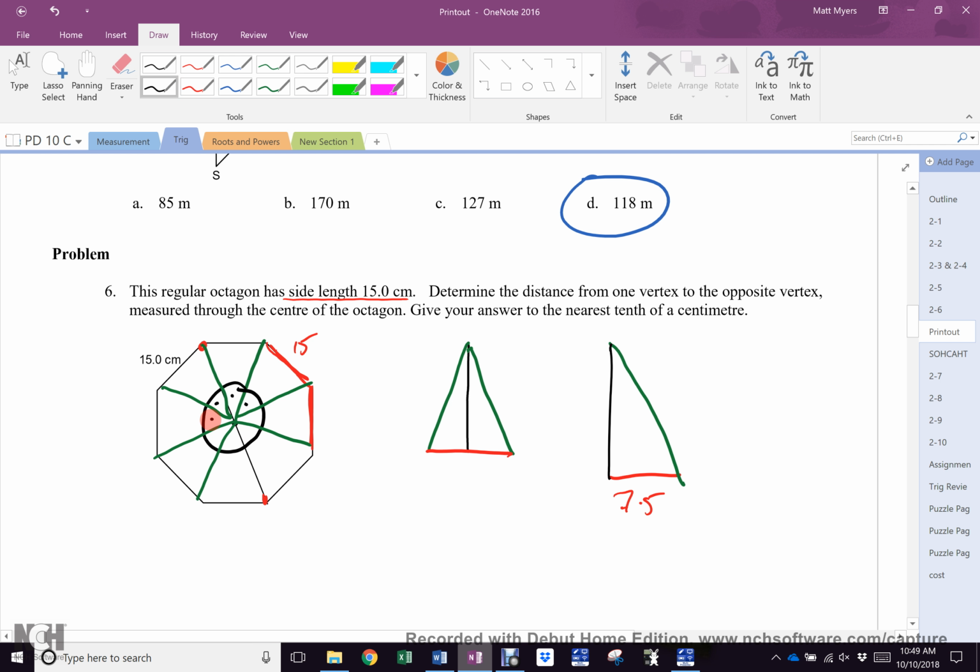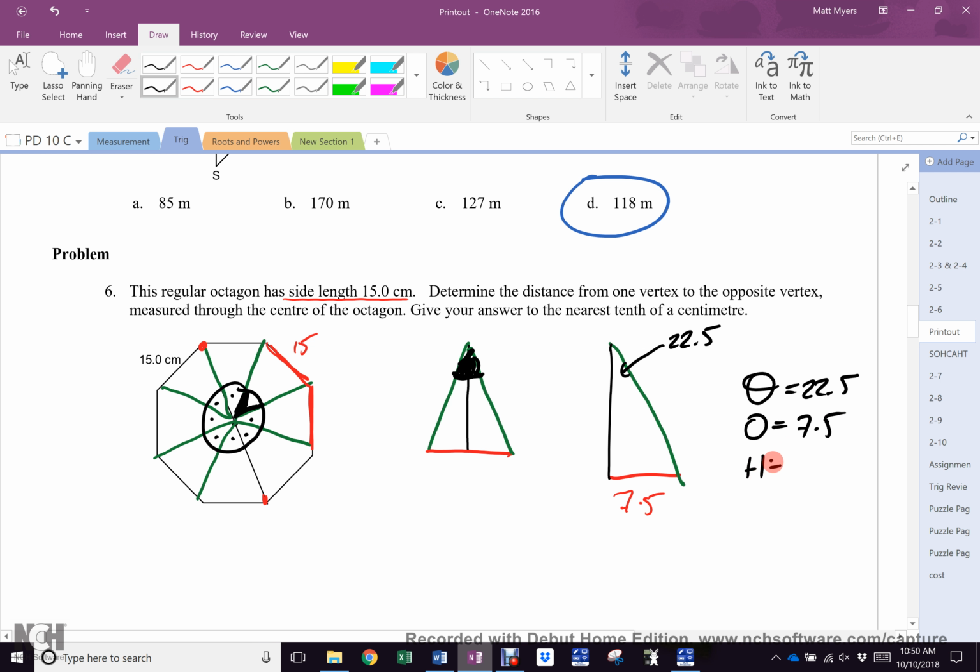How many degrees are there in a circle? 1, 2, 3, 4, 5, 6, 7, 8. How many wedges do I have? So what is each of these angles? 45. 360 divided by 8, yes? So this is how big? 45. When I cut it in half, what is it? Half of 45, 22.5. Do I have a theta? What is it? 22.5. What is the 7.5? Opposite, 7.5.